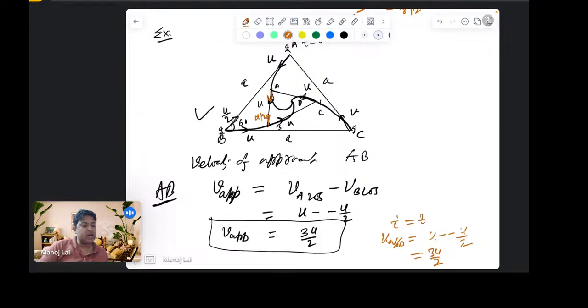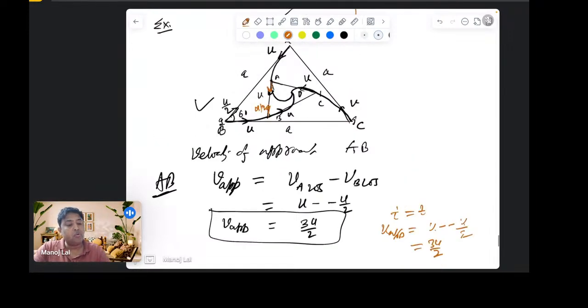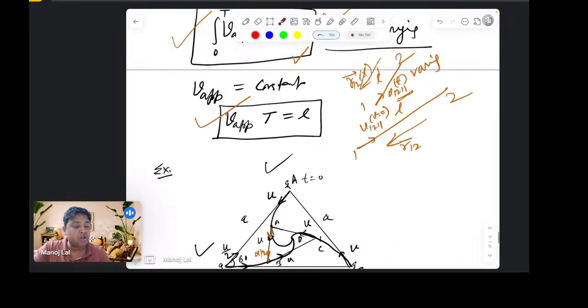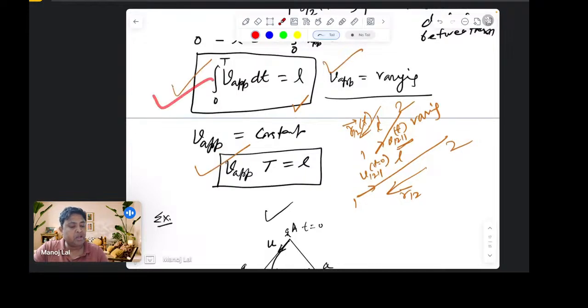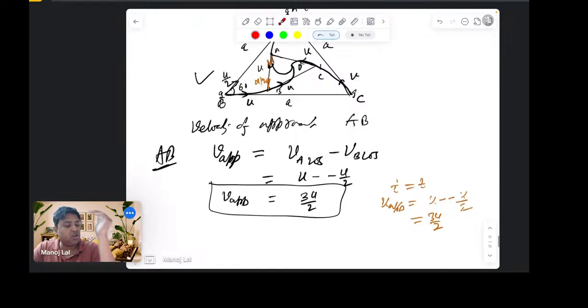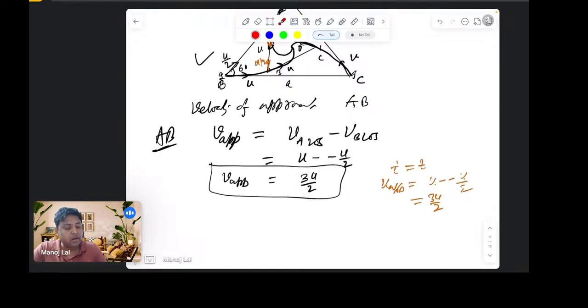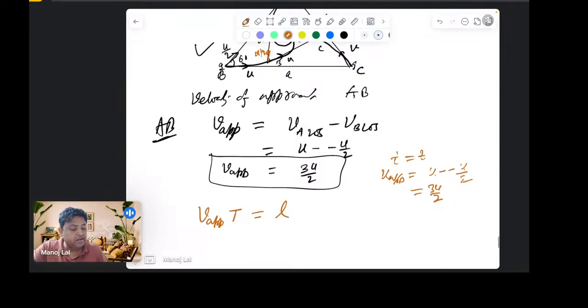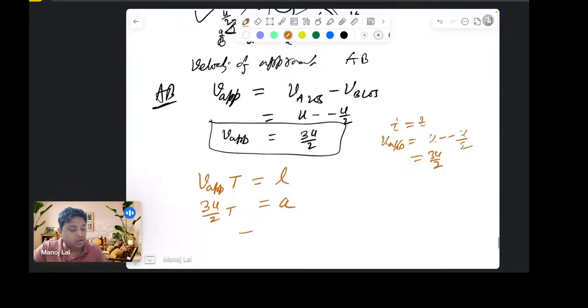Now, let us directly use the formula. Which formula will you apply here? Integration or without integration? Definitely without integration, since the magnitude of the velocity of approach is constant, 3u by 2, and then the problem is very simple. Velocity of approach into t is equal to the initial distance L. Here the initial distance is given as a, the velocity of approach is 3u by 2 into t, so I got t equal to 2a by 3u. So after this time they will meet.